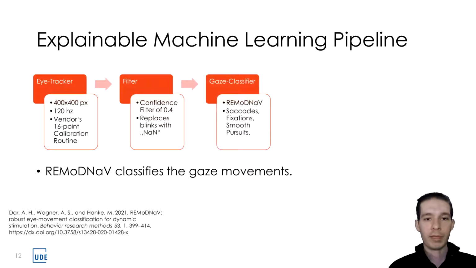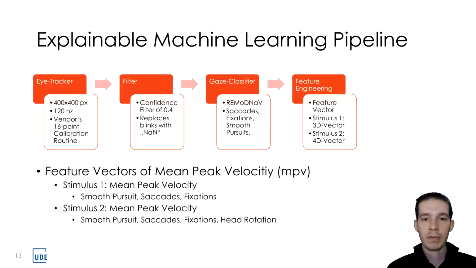Next, we classify the stream of data into segments where saccadic movements, fixations or smooth pursuits occurred. After we obtain the segments that were classified as fixations, smooth pursuits or saccadic eye movements, we create feature vectors by applying summary statistics, especially focusing on the mean peak velocity. For stimulus 1, we obtain a 3-dimensional feature vector, whereas we include the head rotation for stimulus 2 and obtain a 4-dimensional feature vector.